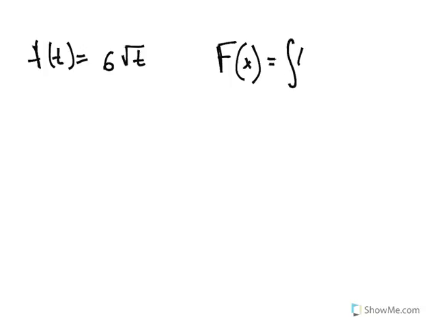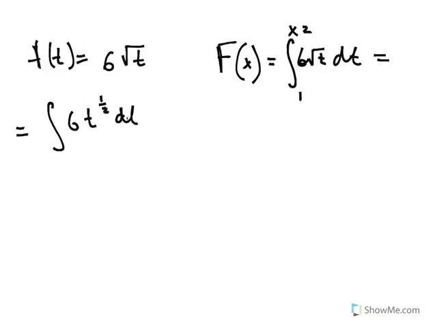It says f of t equals 6 square root of t. Now based on that formula, again, my upper boundary is not going to be x, it's going to be x squared, the composite functions. So integral 6 root t dt from 1 to x squared. And we get, you know what, I'm just going to rewrite it. 6t to the power of 1/2 dt.